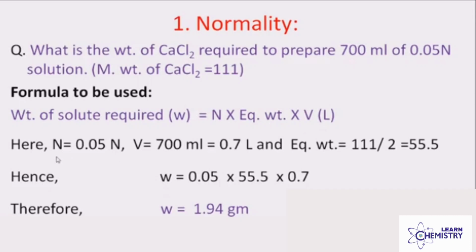Hence, the given data is likewise. Normality is given, 0.05 normal. Volume of solution is 700 ml, that is 0.7 liters. And equivalent weight of calcium chloride is 111 divided by 2, that comes as 55.5. Hence, by putting all these values in the equation, W is equal to 0.05 into 55.5 into 0.7, that comes as W, that is weight required, is 1.94 grams.